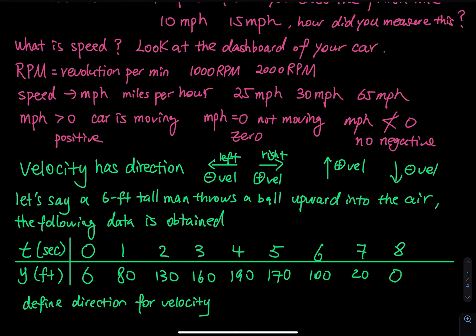Okay, so let's do an example. Let's say we have a 6 feet tall man who throws a ball upward into the air. The following data is obtained. So we have the t. The t means time.